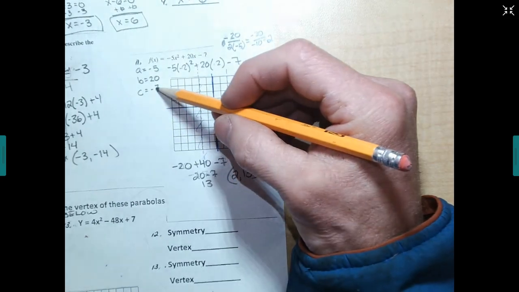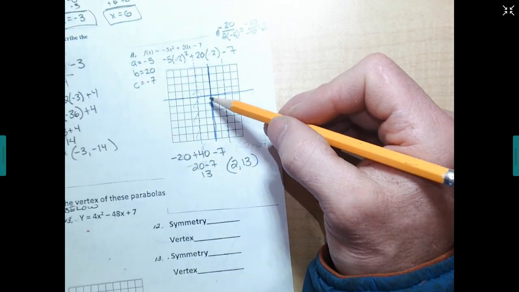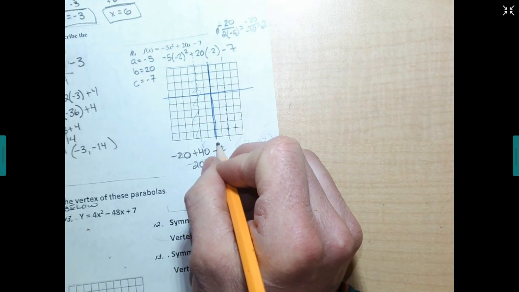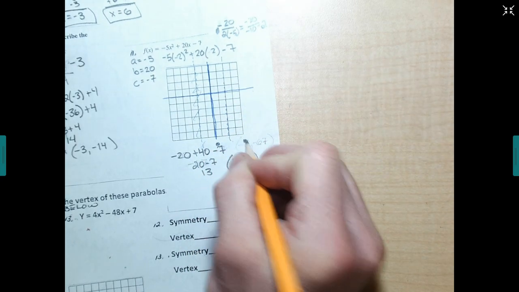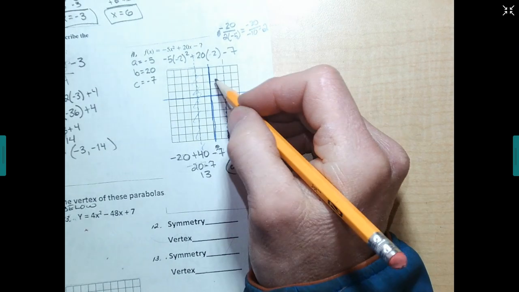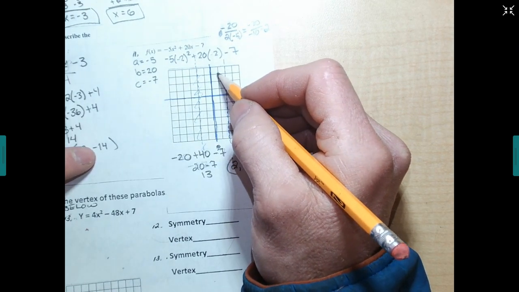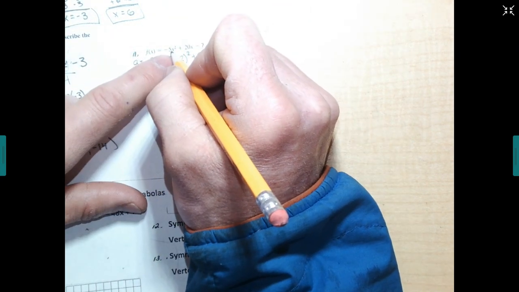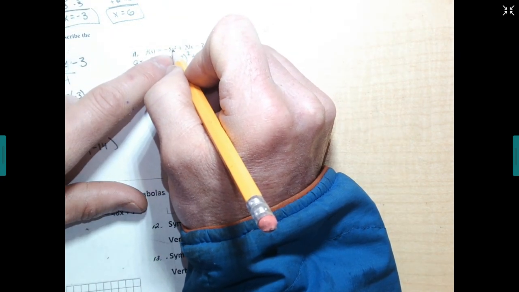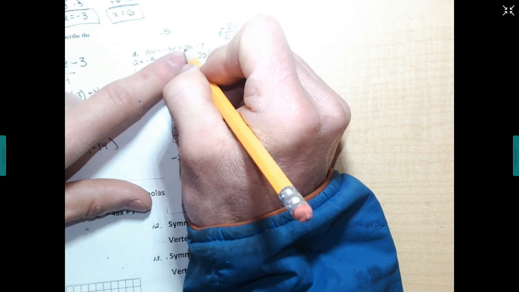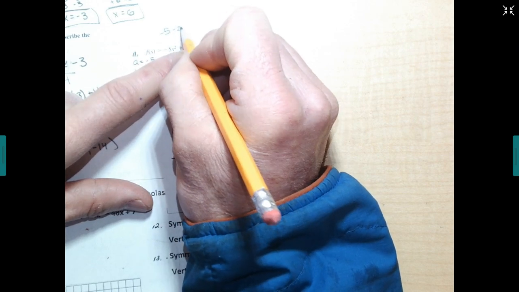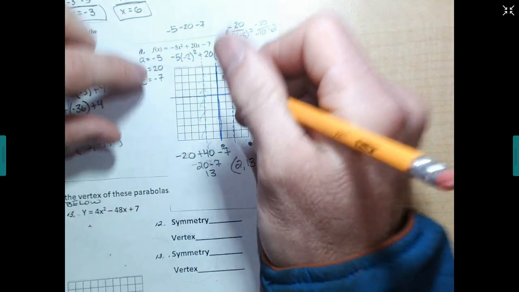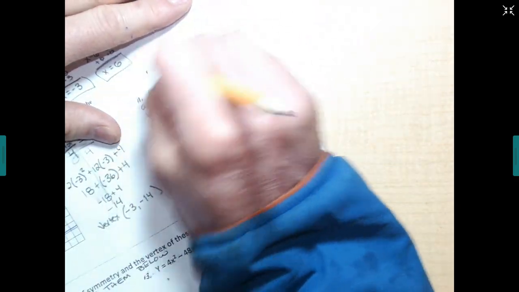Now I know that my C, that's my y-intercept. So 1, 2, 3, 4, 5, 6, 7. So there's 2 points in it. So let's check negative 1 and see where it gets us. So negative 1 squared is 1. So we have negative 5 minus 20 minus 7. That's not negative 1. Jeez, Lewis, that's a positive 1.